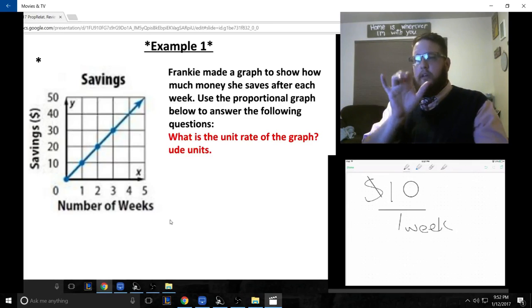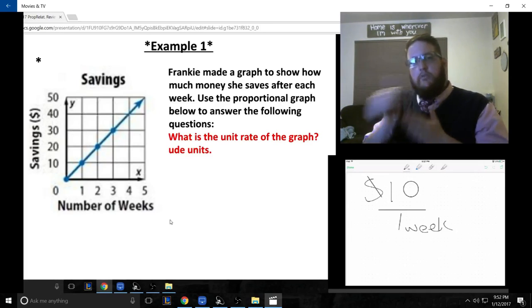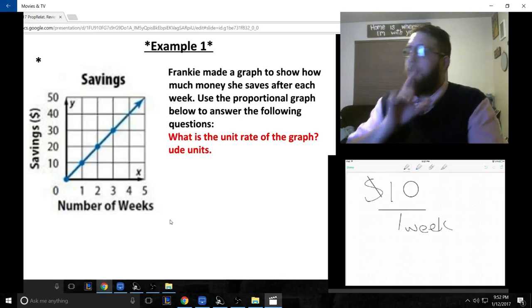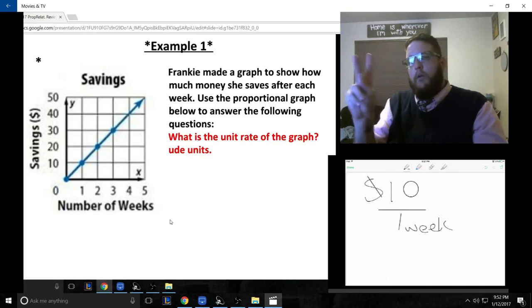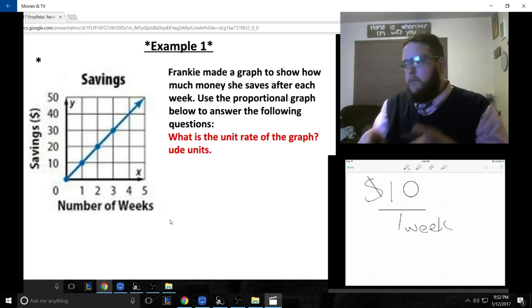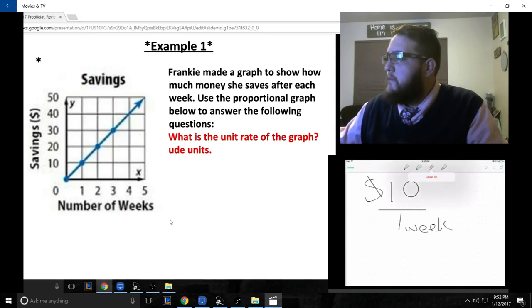Now it's important here to include the units because 10 over 1 doesn't really say anything to us. So because our y value is in dollars, as you can see, is marked by savings, and the bottom is labeled as number of weeks, we have $10 per week.